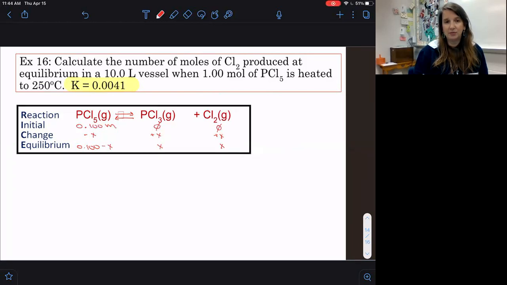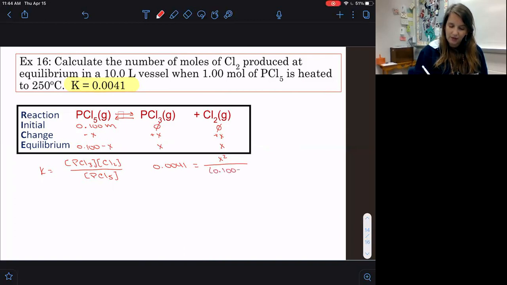So before we start plugging any numbers in, we're going to write our equilibrium expression. So equilibrium is going to equal PCl3 times Cl2 over the concentration of PCl5. So once we get that, we can go ahead and start plugging some things in. Our K value is 0.0041. Because we have PCl3 and Cl2 on the top, our top is going to be X times X, or X squared. And on the bottom, we have PCl5, so that's going to be 0.1 minus X. And there's no power here.